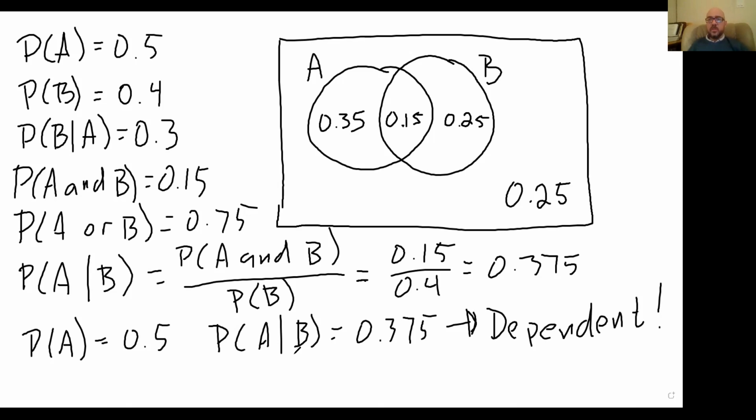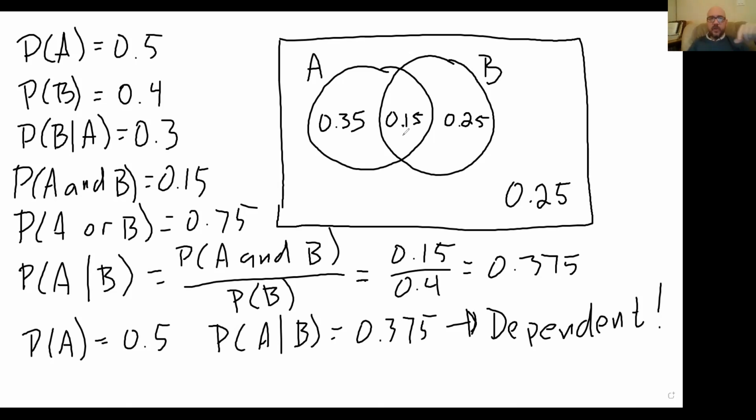And the other question was, are they mutually exclusive? And the answer is no. Mutually exclusive events have no overlap. And this overlaps by 15% here. So there are outcomes in event A and also in event B. In fact, 15% of the total outcomes are in there.